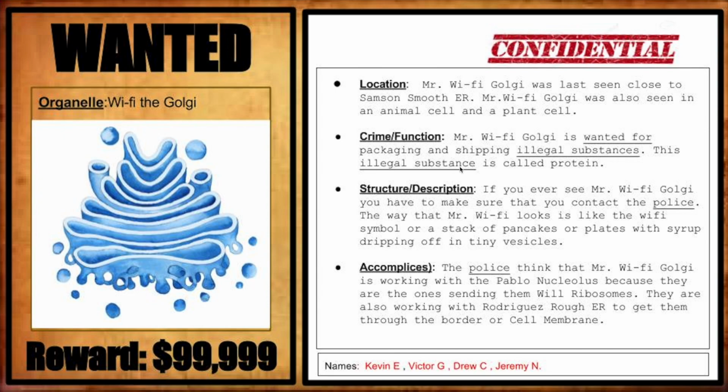Now the crime, the function. Mr. Wi-Fi Golgi is wanted for packaging and shipping illegal substances. This illegal substance is called protein. Okay? The function of the Golgi apparatus is to take in proteins. They package the proteins up, and then they ship them off to wherever they're needed inside of the cell. Okay, they took that function and then they got creative with it and called it an illegal substance, and put that into their wanted poster. They changed their function into a crime, but we still know what its function is based off of the crime.